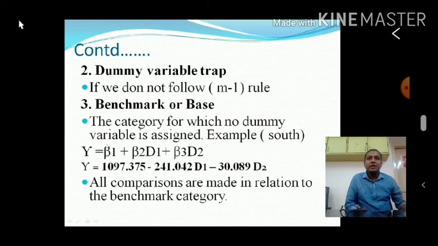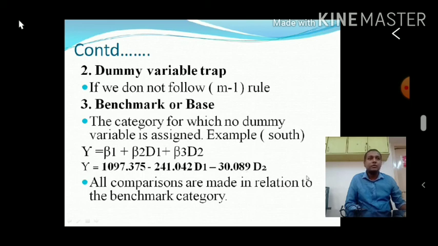So therefore b1 or beta 1 will become the benchmark or base. So what is the meaning of benchmark or base? We'll be comparing the northwest and also east with the benchmark value. Clear? So we'll be running this regression function. When we run this regression function, we got this result: 1097.375 minus 241.042 d1 minus 30.089 d2.